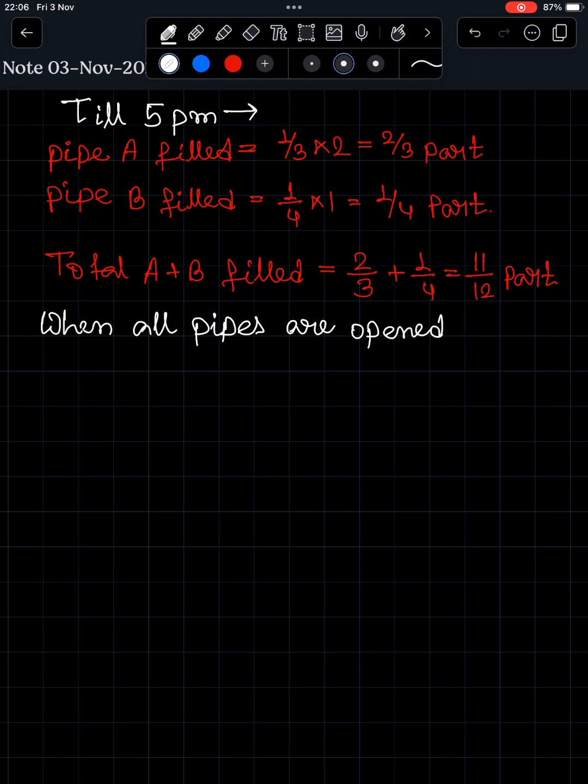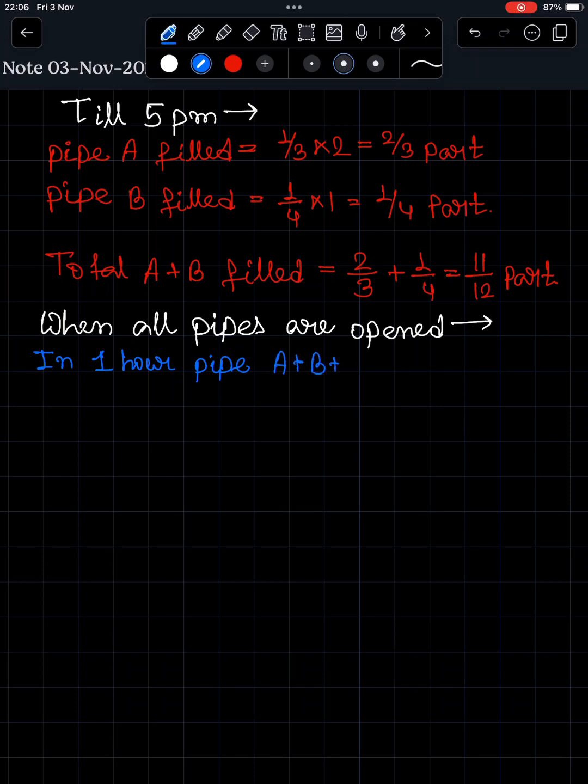Is the concept clear? Now move on to the next step. When all the three pipes are opened, which means we are talking about 5 p.m. onwards, pipe A, pipe B and pipe C, all the three pipes have been opened. That means it will take some time for the three pipes to empty the cistern. Now 5 p.m. onwards all the three pipes are working together.